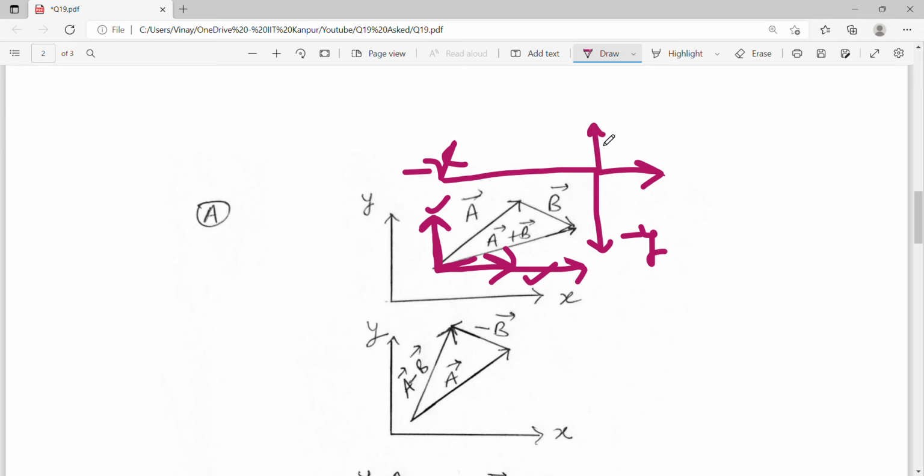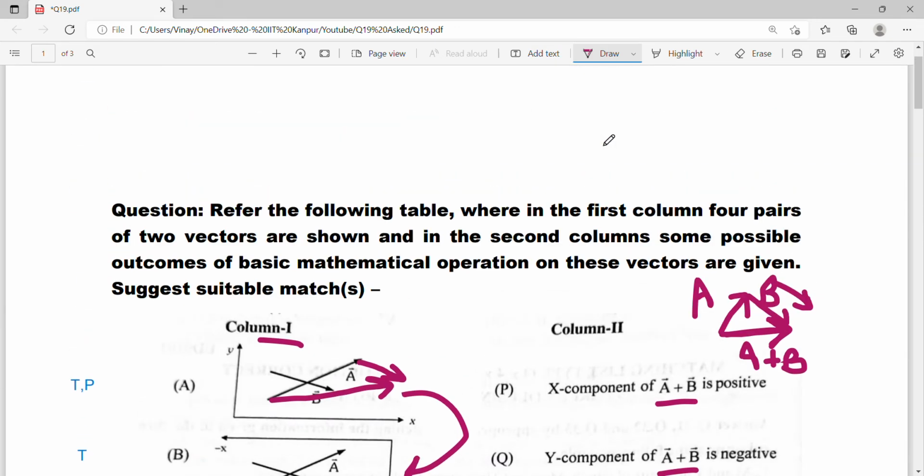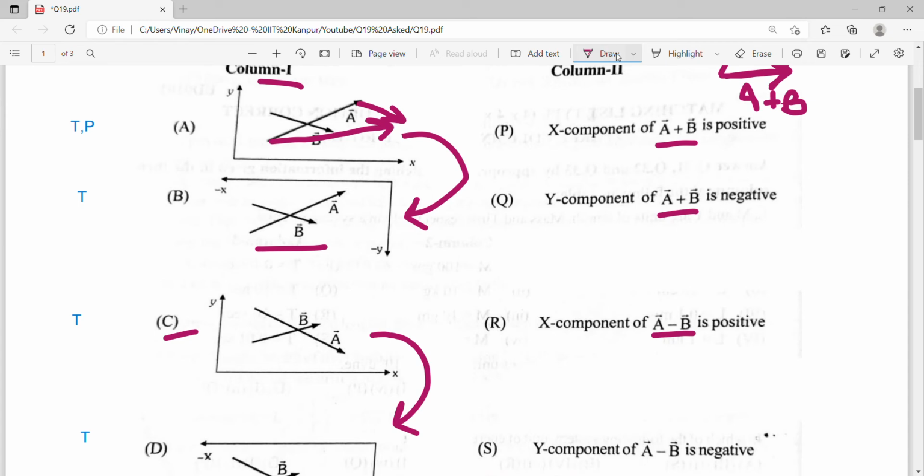So which options are matching here? For this one, B option, which one is matching? X component of A plus B is positive, right? P. And Y component of A plus B is negative. Is it negative? No, it is positive here as well. You saw that, right? Vertical. So opposite to the Y, Y के opposite में वो भी जा रहा था TP.